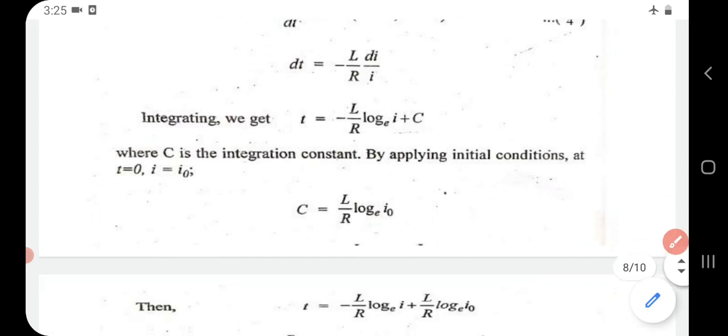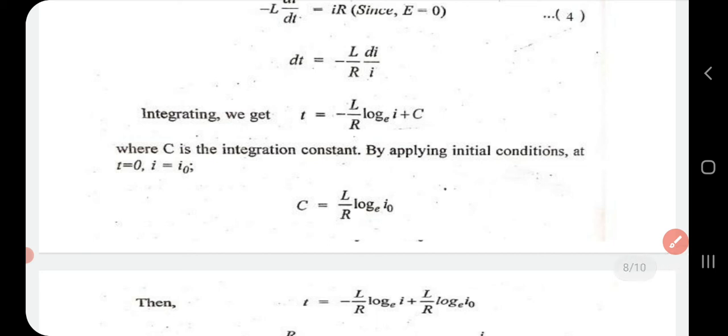For that you have to apply a condition. Here the condition is at time t equal to 0, I equal to I0. But what was the condition that we applied to find the value of C in the case of growth of current? At time t equal to 0, I equal to 0. But here in the case of decay, our condition is at time t equal to 0, I equal to I0. So everything is the same, but there will be small changes in some of the equations and also in some of the conditions that we apply. Otherwise it is very easy to learn.